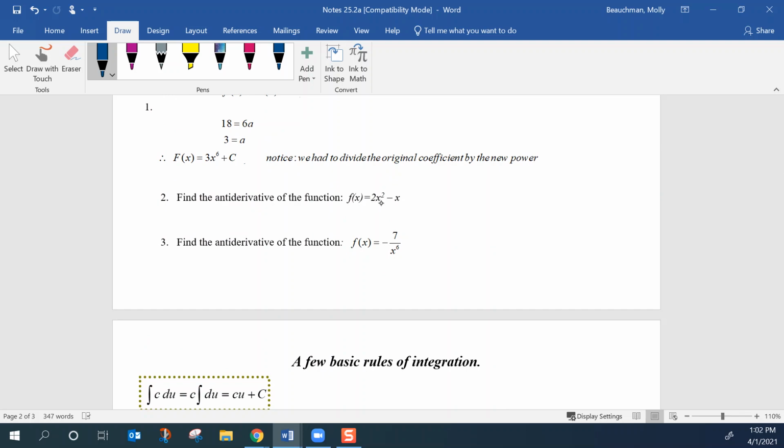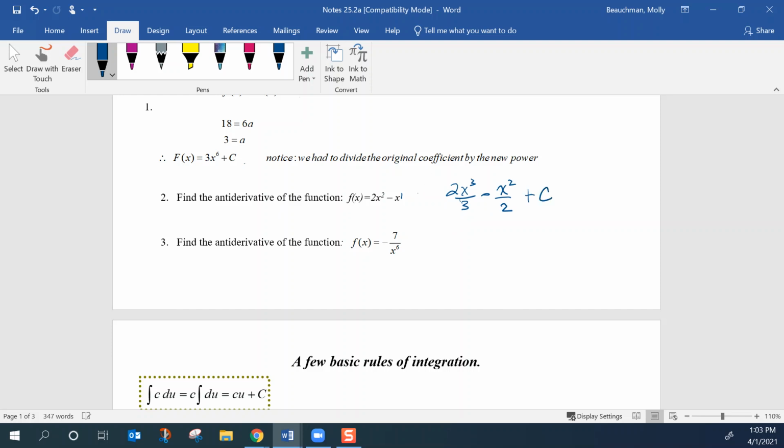So up here, what we're doing to each of these terms, when we take the antiderivative, is we're taking 2x squared and we're going to add 1 to the power, so that's 2x to the third, and then we're going to divide by the new power, 2 plus 1, which is 3. Minus x is to the power of 1. I'm going to add 1 to the power. It's going to make it x squared, and then divide by 2, and then add our arbitrary constant.